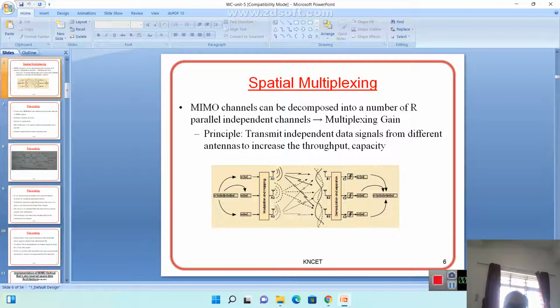Now we are going to discuss the structure of spatial multiplexing. Spatial multiplexing comes under the category of MIMO channels, because of the multiple input, multiple output channels. The channel can be decomposed into a number of R parallel independent channels because of multiplexing gain. What is meant by gain? Gain is what we calculate from the MIMO channels, which include spatial signaling as well as spatial multiplexing. The principle of spatial multiplexing is to transmit independent data signals from different antennas to increase the throughput as well as the capacity.